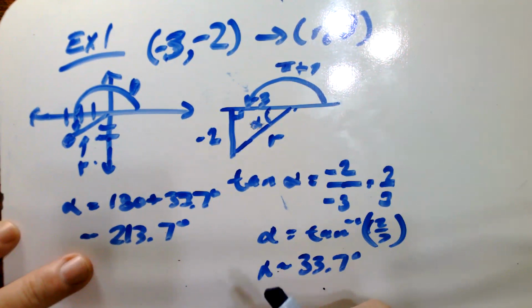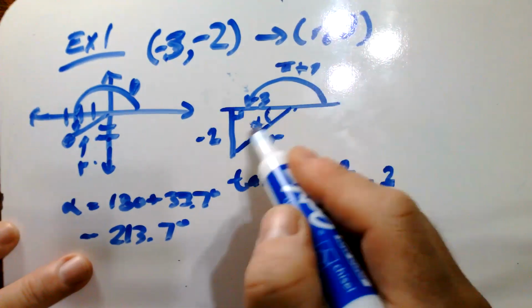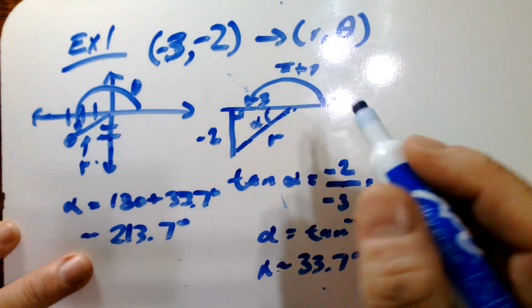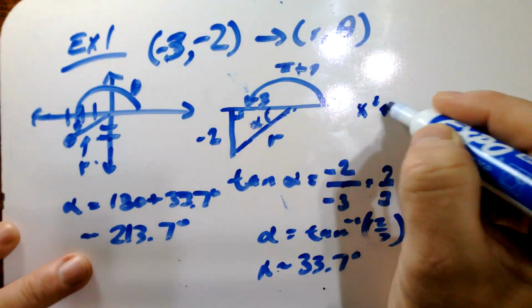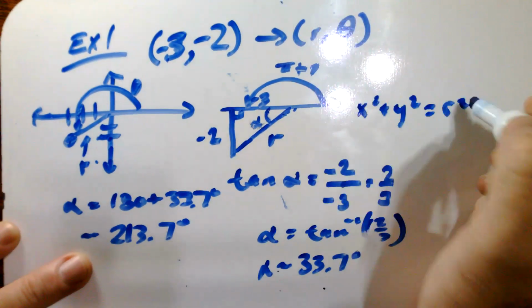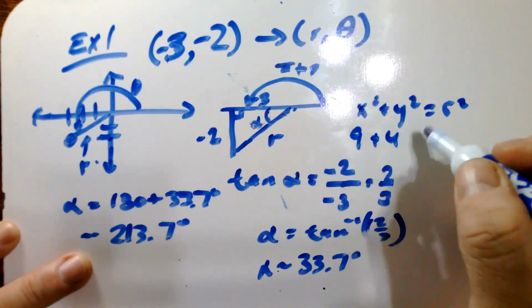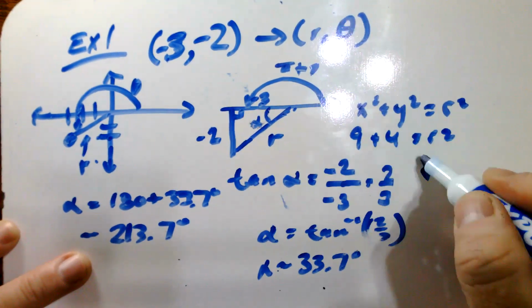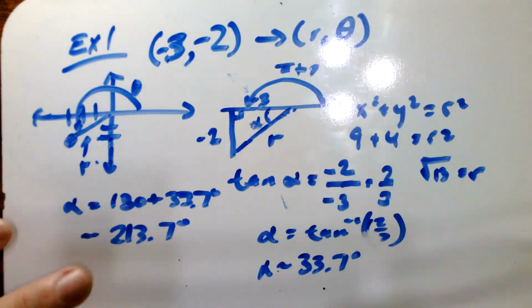And now I just need to find my r. Well, the hard part was the theta. The r is going to be the hypotenuse of this triangle. It's going to be the Pythagorean theorem of this triangle. So I'm just going to use the fact that x squared plus y squared is equal to r squared. And so this is going to be 9 plus 4 equals r squared. 9 plus 4 is 13. The square root of that then is my r because the distance is always positive.